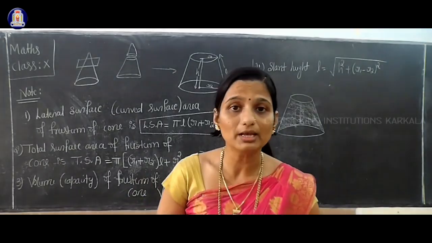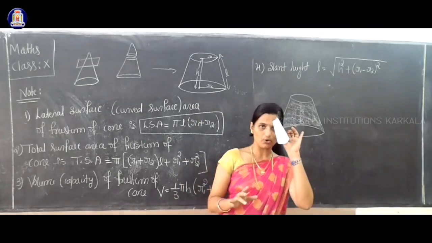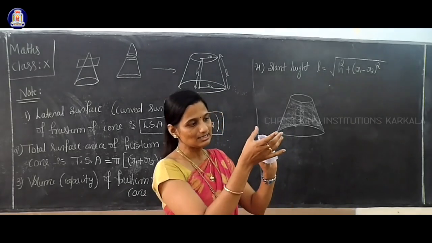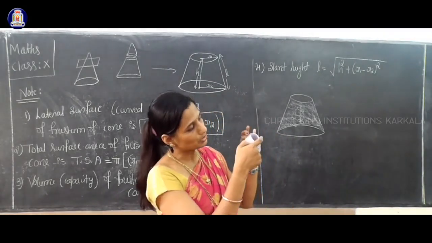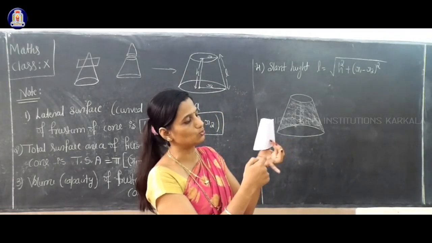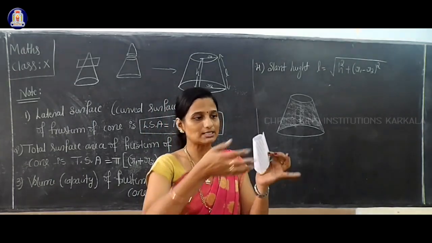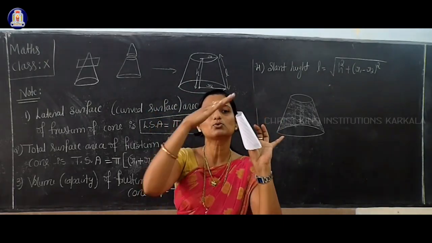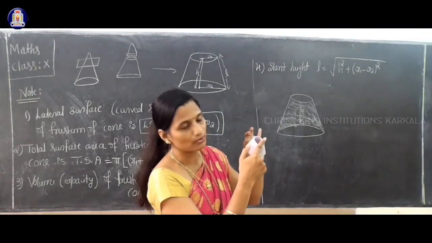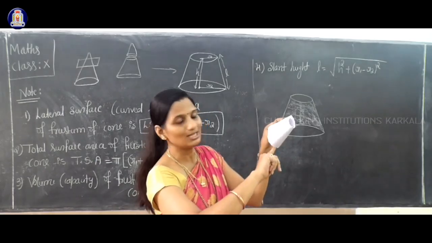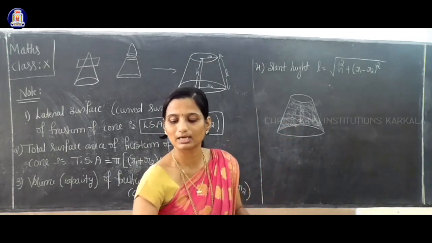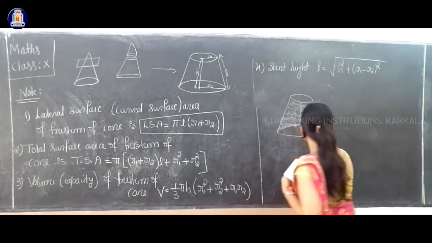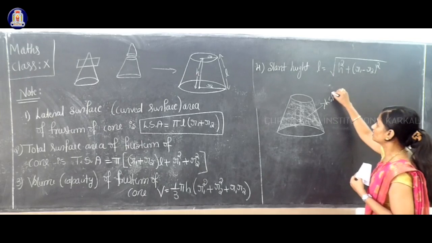Now next, what do you mean by the total surface area of a frustum? Total surface area of frustum is the lateral surface area along with the area of these two circles. Understood, no? Total surface area means the total area of this frustum, including the area of this circle plus this circle. So total area means lateral surface plus these two areas.